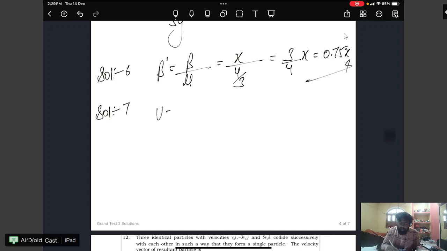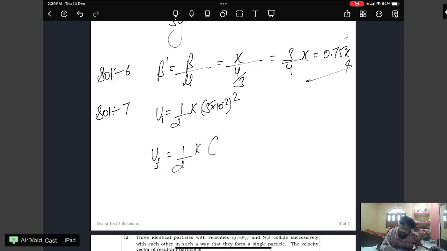So potential energy half k x square, k into 5 centimeter, 5 into 10 to the power minus 2, the square, half k x square initial. Now when they have displaced 5 centimeter more, from the unstretched position they have stretched it 10 centimeter. So now finally it will be half k, 10 into 10 to the power minus 2, the square.